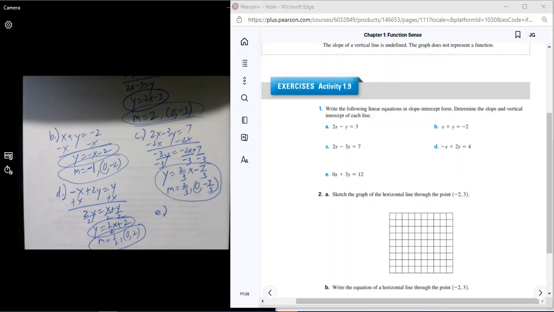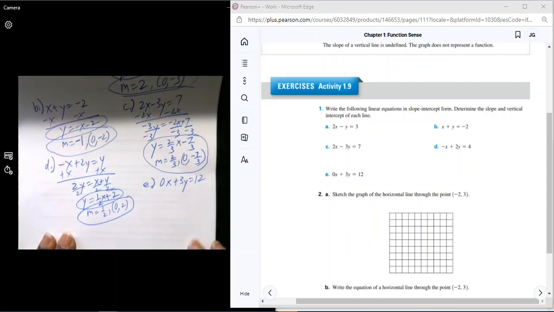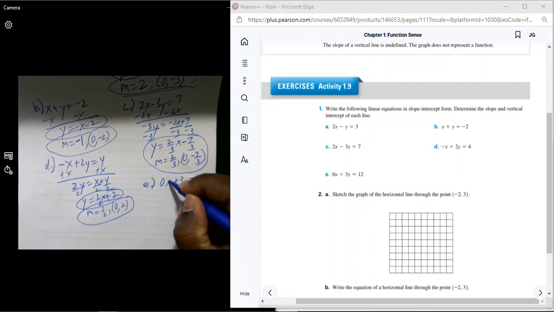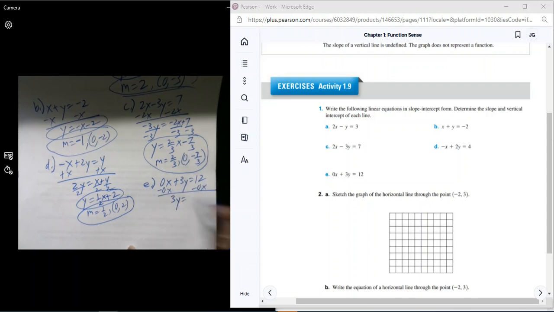Now E, we have 0x plus 3y is equal to 12. Now, I don't know why they put 0x, because 0x is really 0. But I guess they want you to have a place value with x. So we can subtract 0x on both sides, which we actually didn't need to, but we had 3y is equal to a negative 0x plus 12.